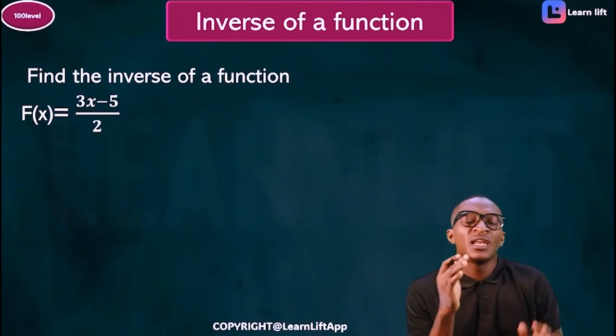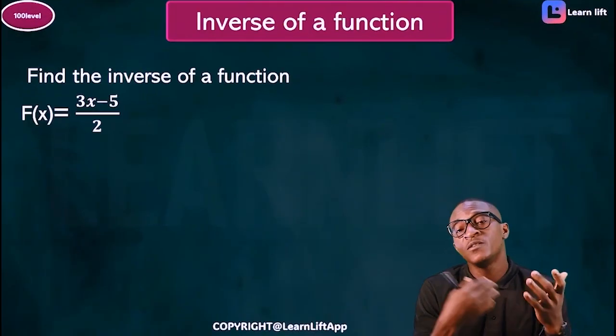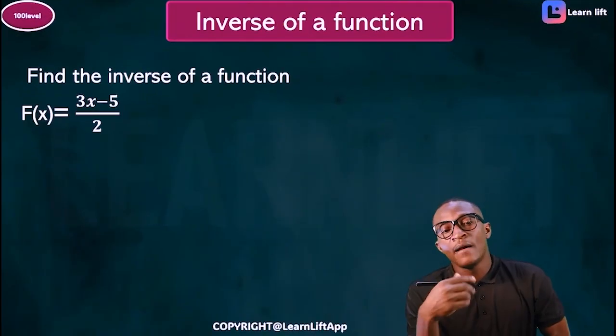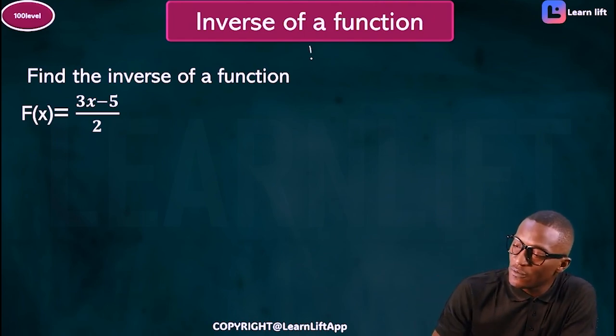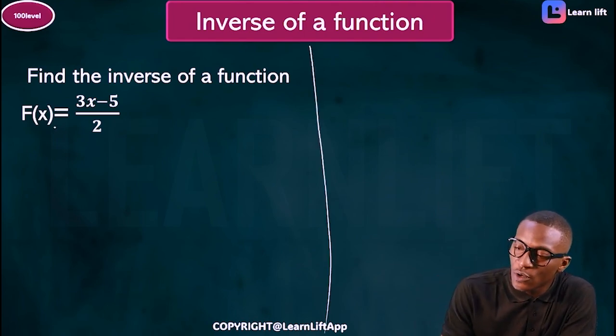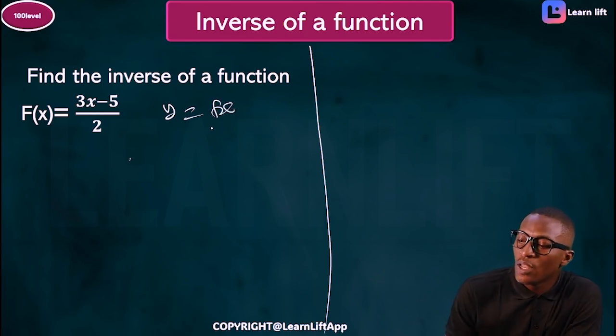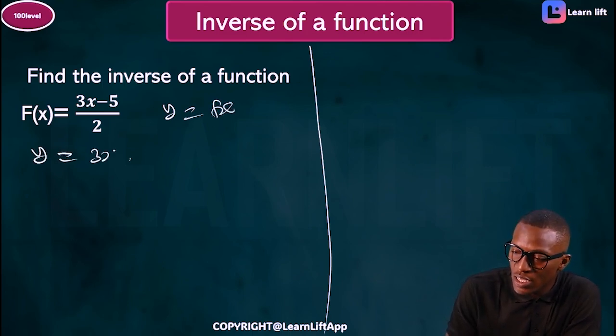Now, the last question is to find the inverse of a function. Inverse is rare. They ask it once in a while, but let's just see it. How do we find the inverse of a function? I gave you the trick. First of all, let y be equal to f of x. So y will now be equal to what? 3x minus 5 over 2.